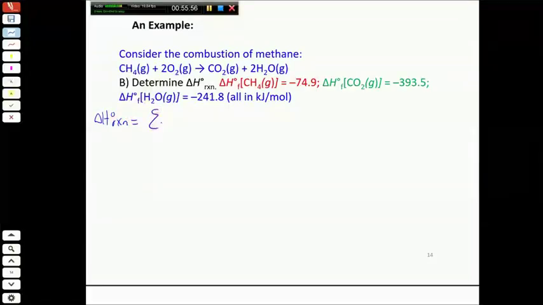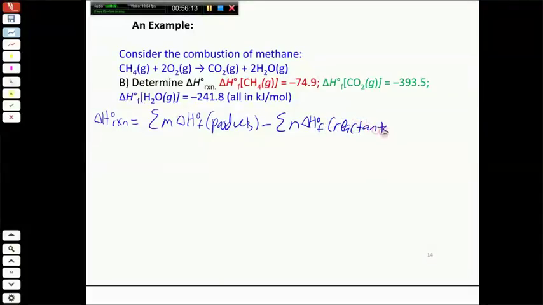Delta H for the reaction is going to be the sum of the delta H's of formation for products multiplied by their coefficients, minus the sum of the delta H's of formation for the reactants modified by their coefficients. All right, so that's the general equation. Then let's look at what we have. Starting on the product side first, we're going to do products minus reactants. We see on the product side we're forming 1 mole of CO2, so we're going to take 1 times the delta H of formation of CO2.